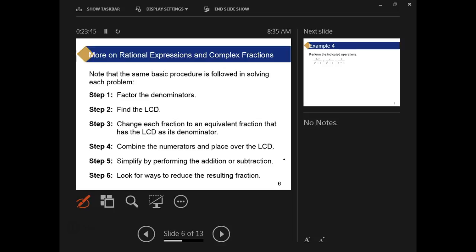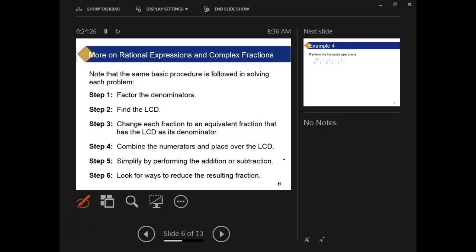So factor the denominators, find that least common denominator, change each fraction or rational expression to an equivalent fraction that has that least common denominator as its denominator, which basically means build the denominators to make them common, but everything you do to the denominator, you got to do to the numerator as well. So that's why you're changing the fraction to an equivalent fraction. Combine the numerators. Once you got that least common denominator, then you can add, subtract, whatever your numerators are doing, put them all over that common denominator. Simplify by performing the addition or subtraction.